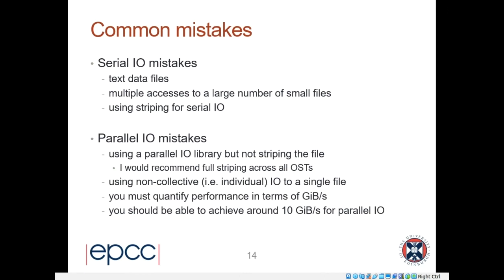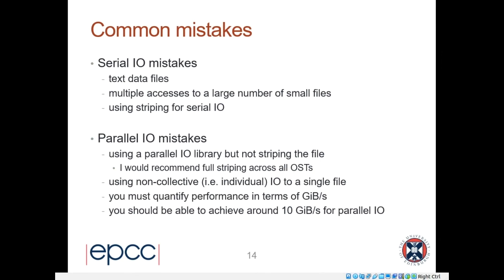On ARCHER, our previous machine, we had 50 OSTs, so full striping was quite heavyweight. 50 is a lot, but here, sometimes you maybe wanted to go halfway, but I think really here I would recommend either non-striped, stripe count 1, for serial I/O, and full striping, -1, which is 12 OSTs, for parallel I/O.